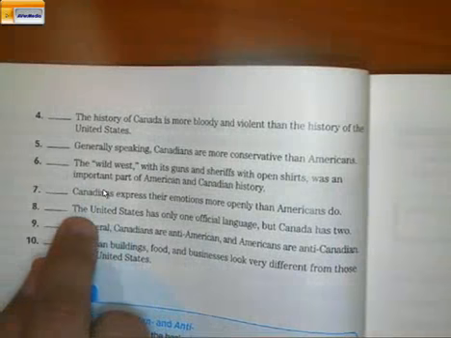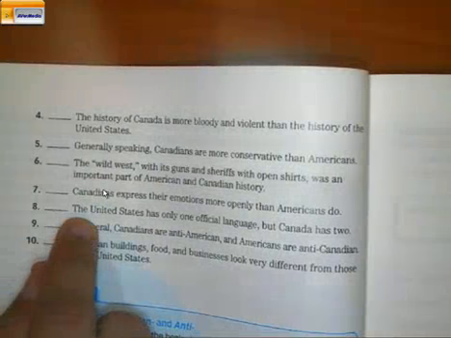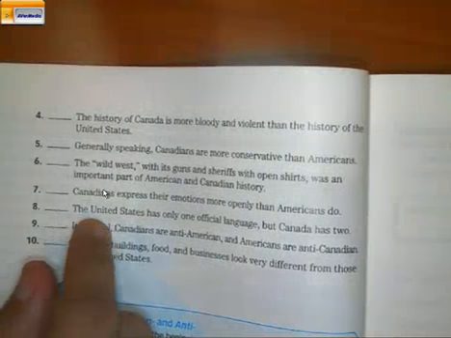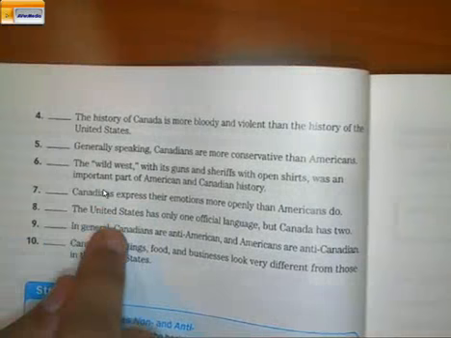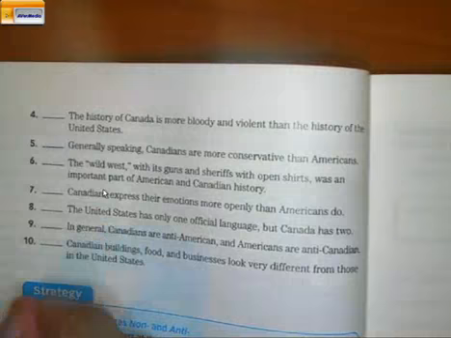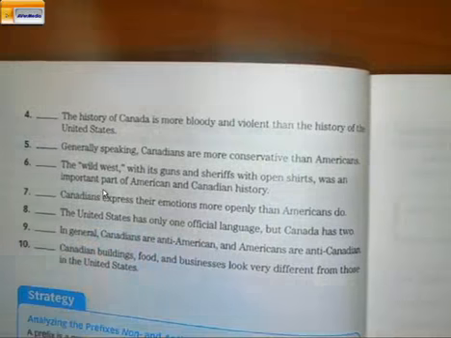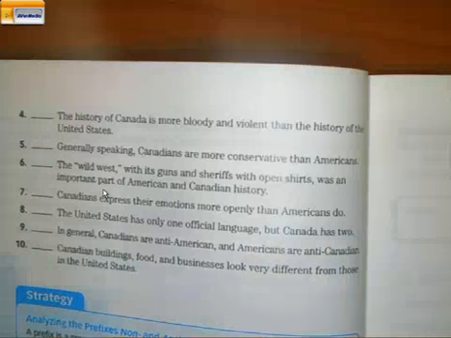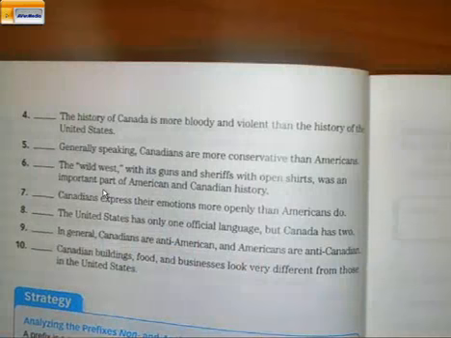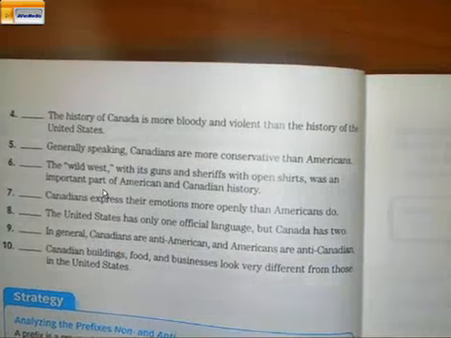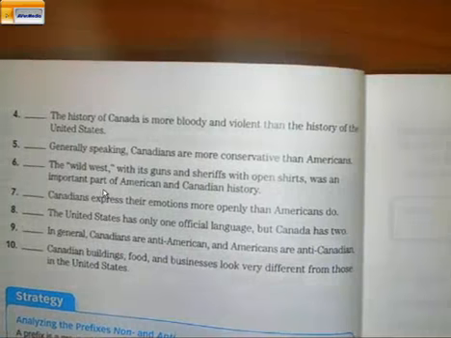The United States has only one official language, but Canada has 2. Yes, there are 2 languages, English and French. In general, Canadians are anti-American and Americans are anti-Canadians. No, this is not true, false. Canadians' buildings, food and businesses look very different from those in the United States. Well, this is not true. They have some differences, but not in the buildings and so on.